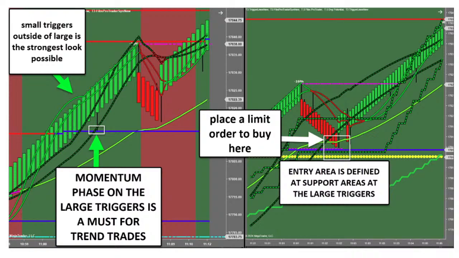And we're going to go through a couple of them. Let's do one real quick. Let's take a long trade together. What do you say?